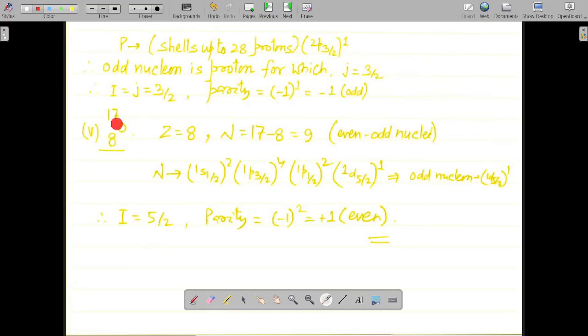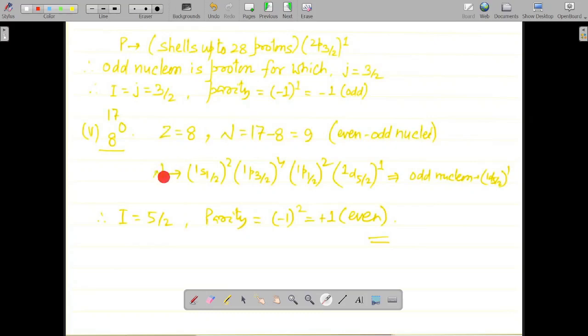Now oxygen-17, 8O17. Z equal to 8, and the number of neutrons will be equal to 17 minus 8, that is equal to 9. So the proton number is even and the neutron number is odd. So this is an even-odd nucleus.